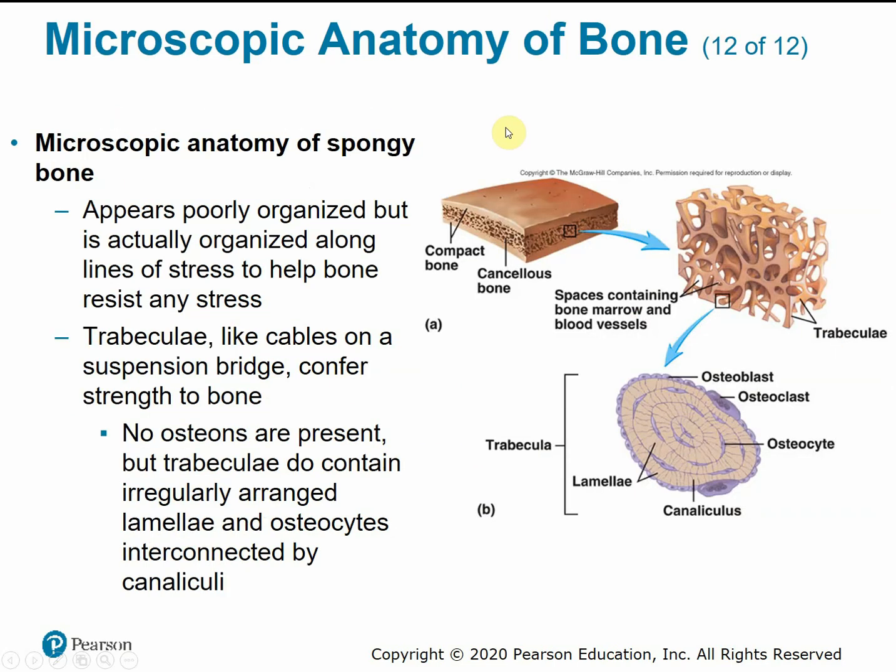So looking at the microscopic anatomy of spongy bone, it's much less organized than our compact bone. So it does not contain any osteons, but it does have the trabeculae to help withstand stress. The trabeculae act like cables on a suspension bridge and help confer strength to the bone. So again, no osteons are present, but they do contain some irregularly shaped lamellae, and they still do have the osteocytes, osteoblasts, and osteoclasts.